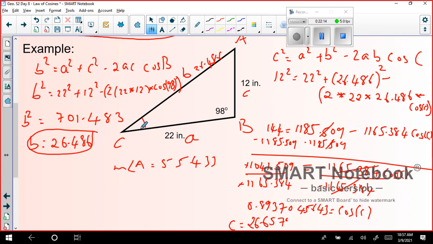Once I have the value of C, I can find the others as well. I have angle C, so I can find angle A, which is going to be 180 minus 98 minus 26.5543, which is going to be 55.433, which I found here. Let's see some more problems, but before that, let me erase those. The next slide will be the last one.